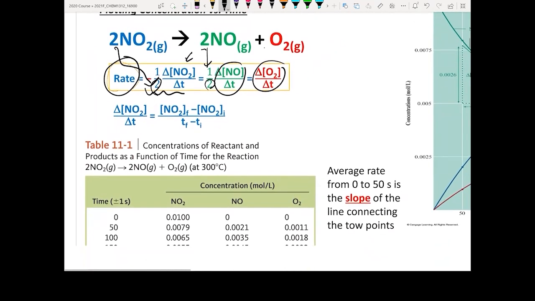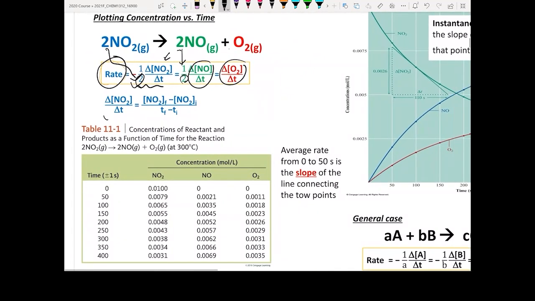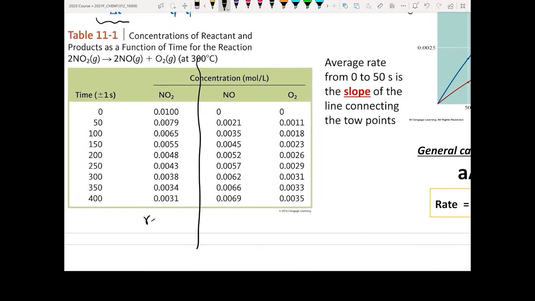With that concept in mind, let's talk about how we actually get this delta N2, delta T. Experimentally, what we do is like this. This is my reactant, and these two are my products. Initially, I just put these things in the container. Then I let the reaction go on and start to measure the concentration of this and this. So at time 0, you only have your reactants and no product. After 50 seconds, you check again and determine the concentration of each species. Then you can repeat this process until 400 seconds.